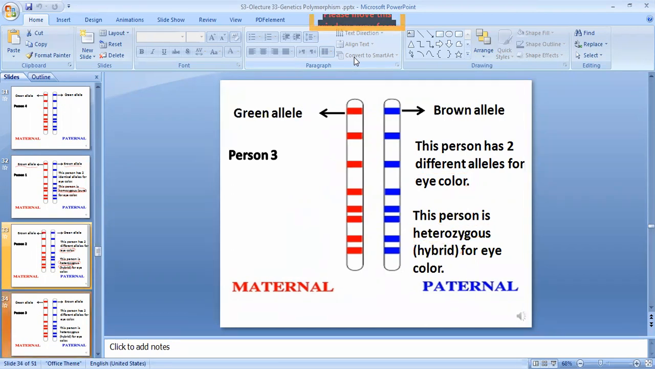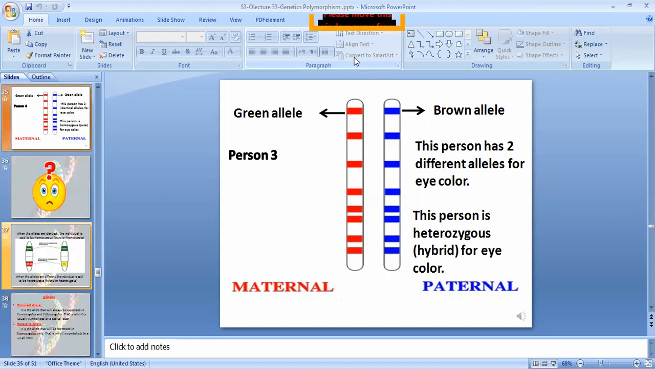Person 3, we have a green allele and a brown allele. So this person is said to be heterozygous, or what we call hybrid. Whenever we have two different alleles for the same gene, the person is heterozygous or hybrid. Whenever we have two identical alleles for the same gene, it's said to be homozygous or pure. This is the case of person 4, who carries two identical alleles for the eye color, so this person is homozygous or pure for the eye color gene.